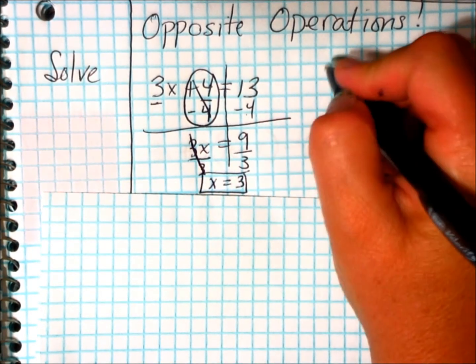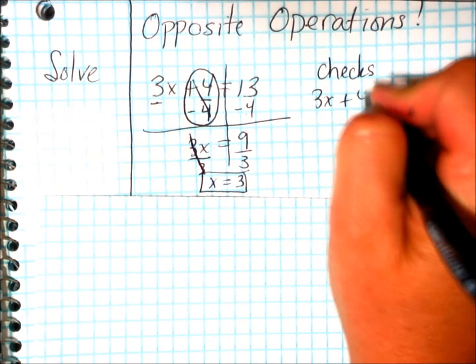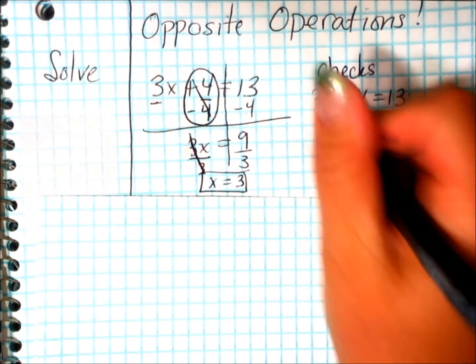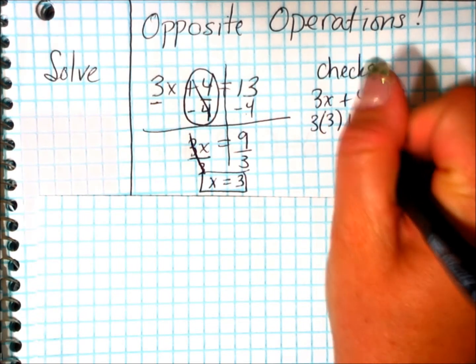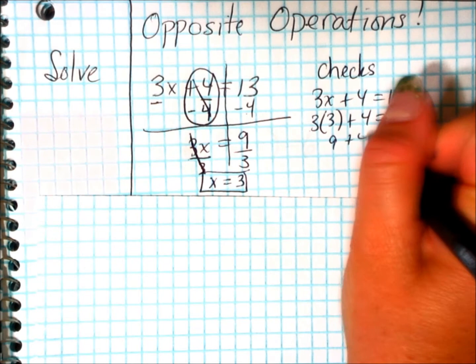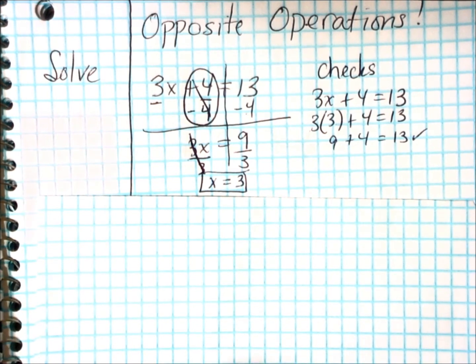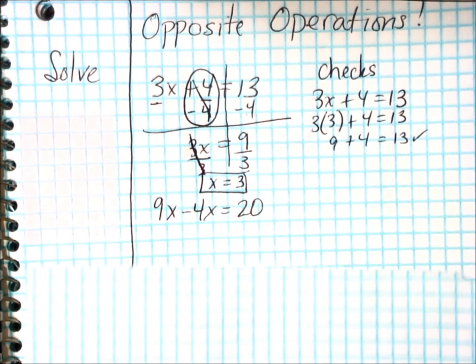We're going to go back and do our check again. So we have 3x plus 4 equals 13. X is 3. 3 times 3 is 9, plus 4 does equal 13. Make sure again that you're circling your answers so you don't get confused on which one is your answer.